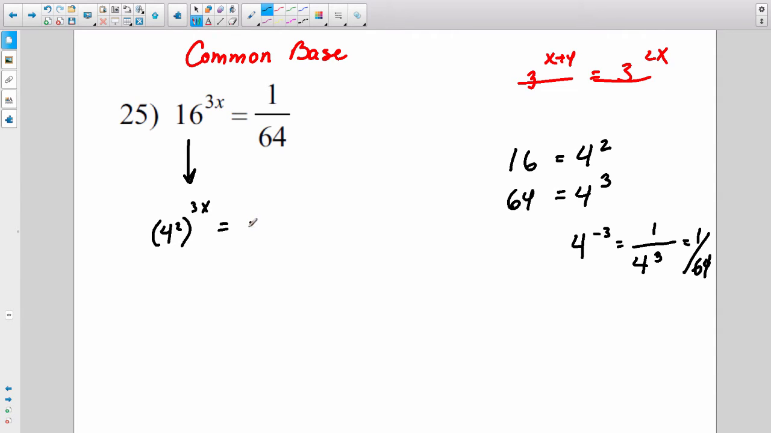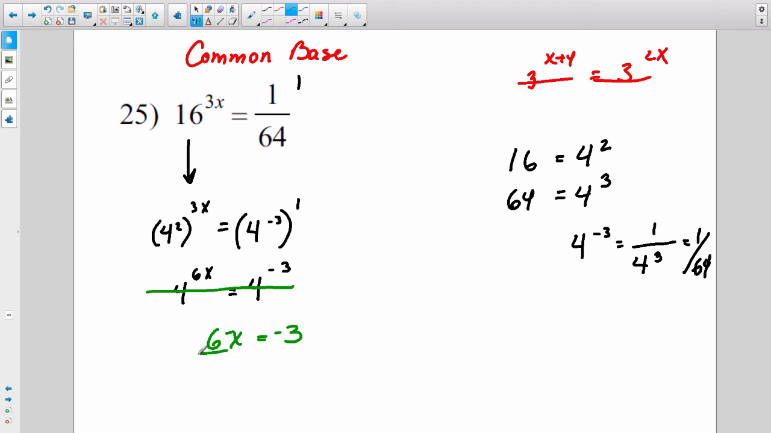So I'm going to say here 4 negative 3, and we're going to raise that to the 1 that was there. Cool. So now the power rule comes into play, right? So 4 to the 6x, and that's equal to 4 to the negative 3. Cross out those bases, and you have 6x equals negative 3. Solving this equation, you get x equals negative 1/2. Okay, common bases with fractions, just make the exponent negative.